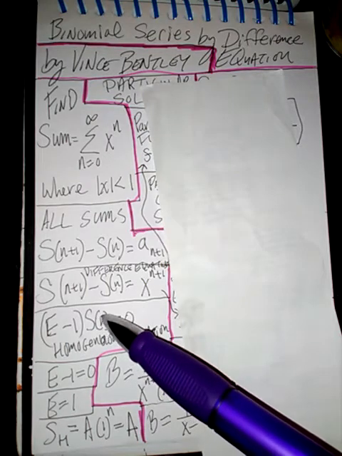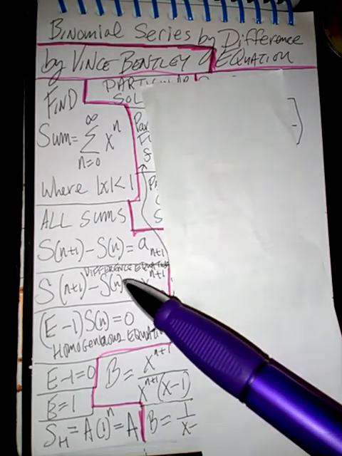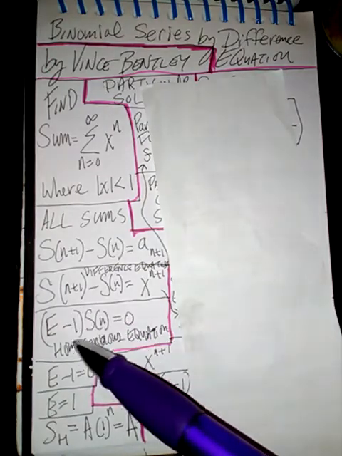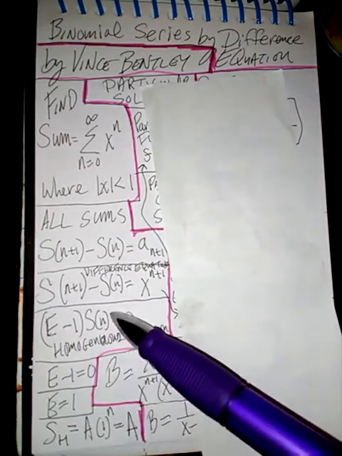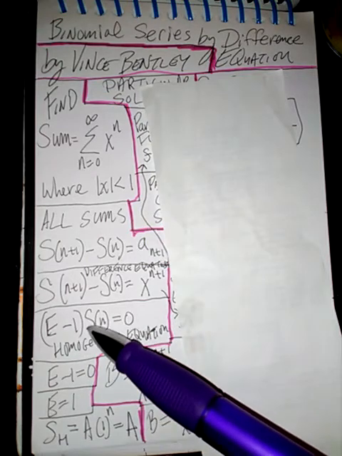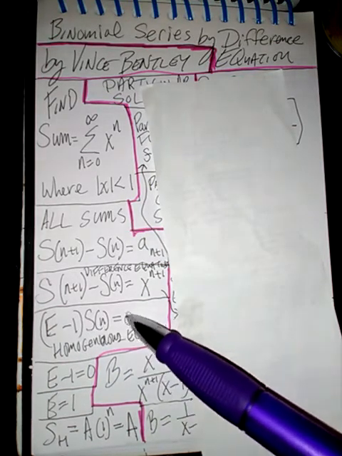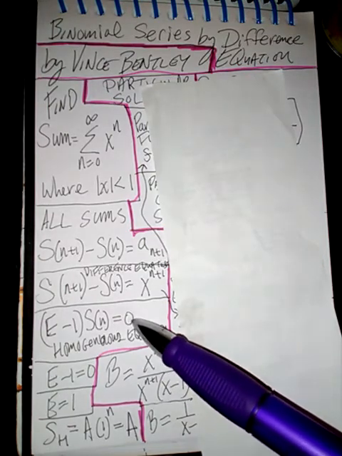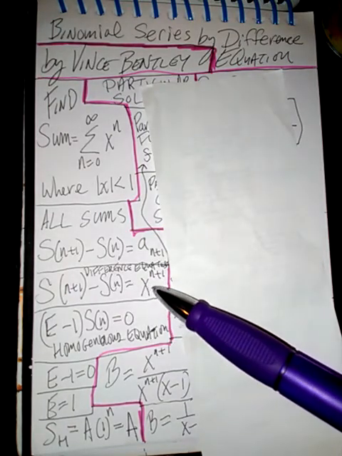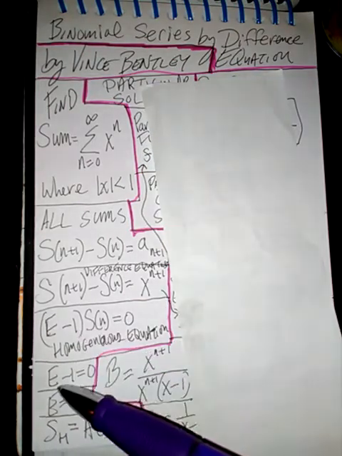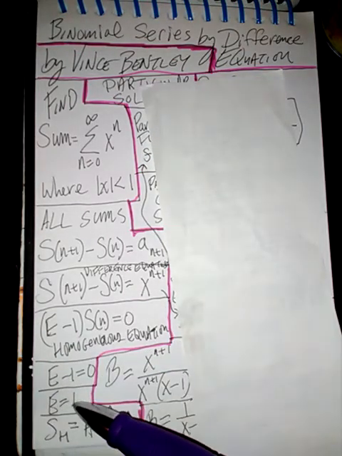And just like we do in differential equations, we'll solve the homogeneous equation, so we'll set this equal to 0, and we'll solve this difference equation very similarly to the way we solve a differential equation. So this is our homogeneous equation because it's set equal to 0 in this total difference equation. So we'll take E minus 1 set equal to 0, solve for E, and you get E equals 1.